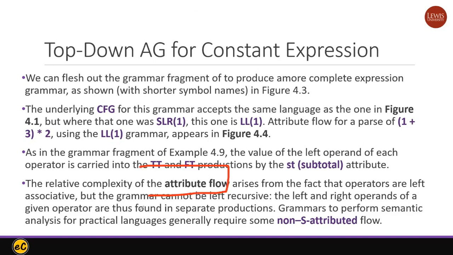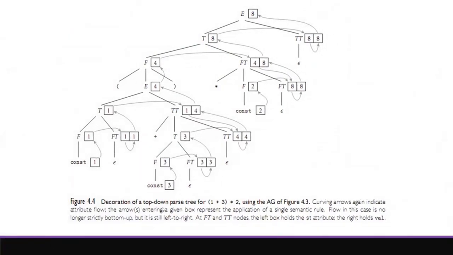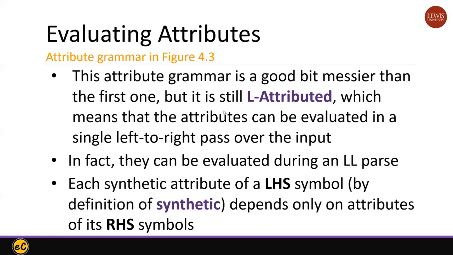When you evaluate, you have to follow the attribute flow. Either it's going bottom up or top down. You have to determine which, so top down is L. So here we have the declaration of a top down parse tree, with tons of subtotal. And why would I choose top down or bottom up? It actually depends on many things, your grammar and also the efficiency of the compiler. It depends.